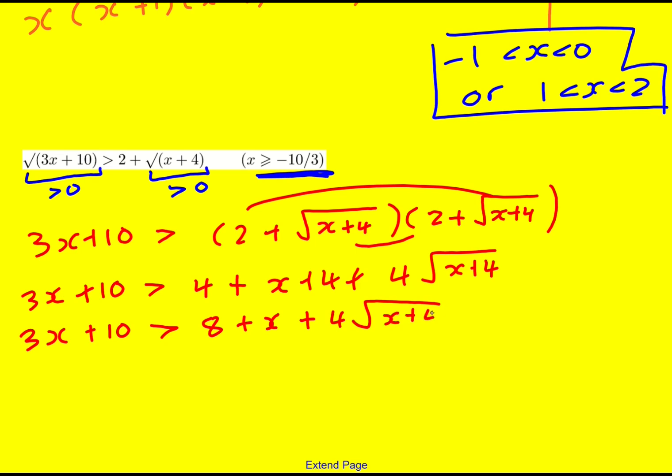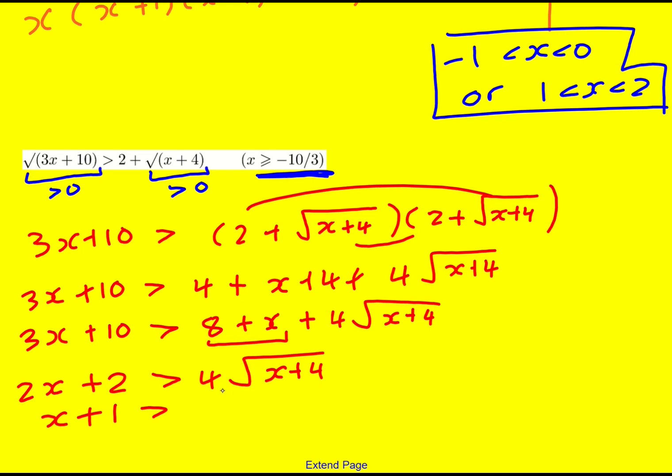All right, now do not, under any circumstance, square this again as things stand. Instead, first deal with this. Subtract from both sides 8 and x, which is going to give us 2x plus 2 is greater than 4 lots of the square root of x plus 4. Actually, this is working out really nicely. Before we square, let's divide through by 2. So x plus 1 is going to be greater than 2 times the square root of x plus 4.